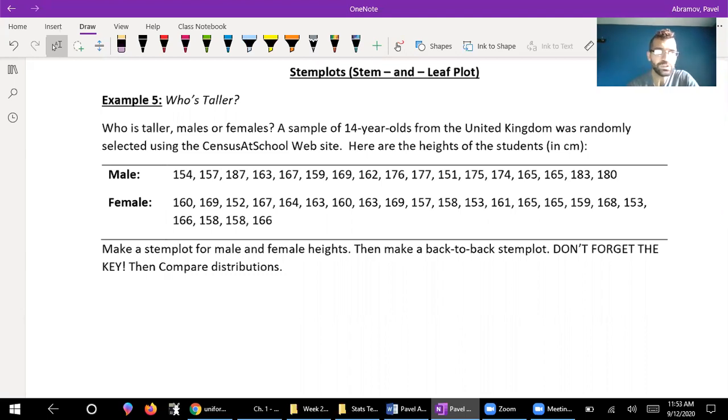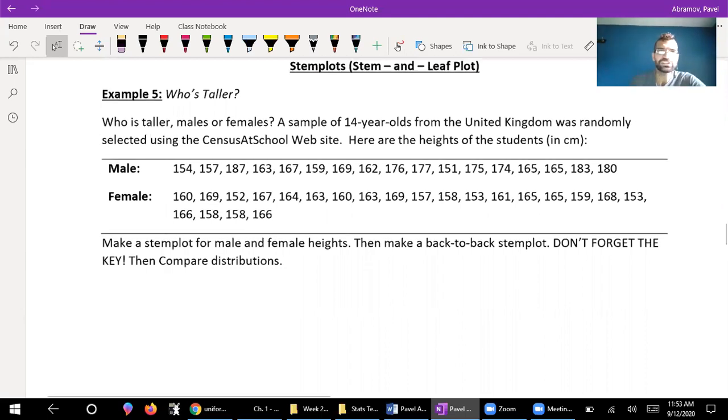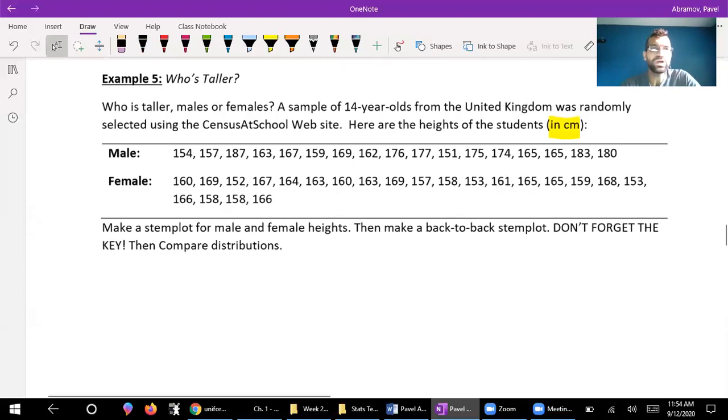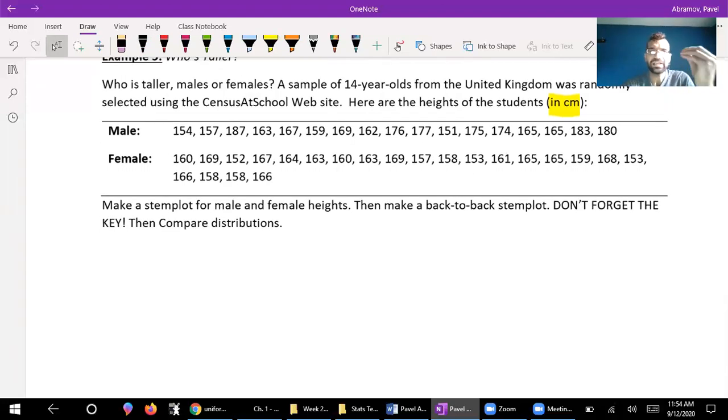purposes. So in example 5, it says who is taller, and we have the data that has 14-year-olds from United Kingdom that were randomly selected in a census, and our heights are in centimeters because centimeters make sense, unlike inches and feet. So we have males and females. So all we're gonna do right now is just create stem and leaf plots and talk about how to do this and all of the aspects that you have to include in your stem and leaf plot.